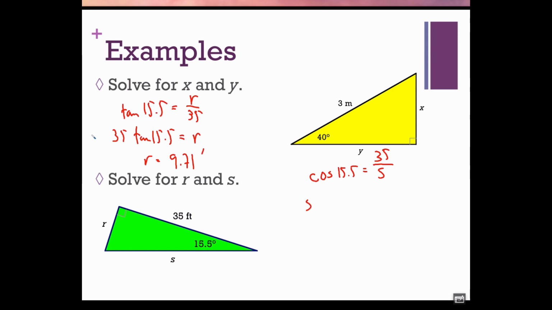Multiply by S. So S times the cosine of 15.5 is equal to 35. How do I get S by itself? Divide. S is equal to 35 divided by the cosine of 15.5. You'll notice that the S and the cosine of 15.5 switch places after doing that algebra. Call that the switcheroo. And that answer is 36.32. Does that answer make any sense? Yeah, it makes perfect sense. It's longer than 35. Well done.